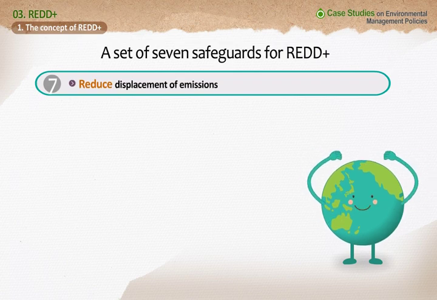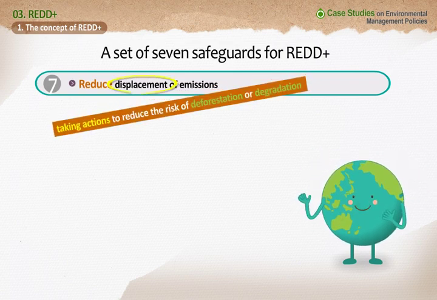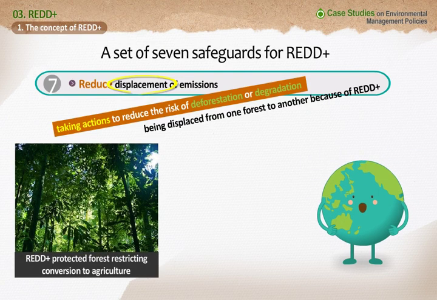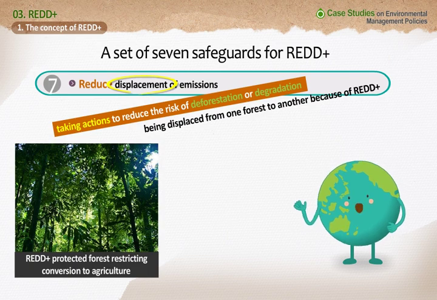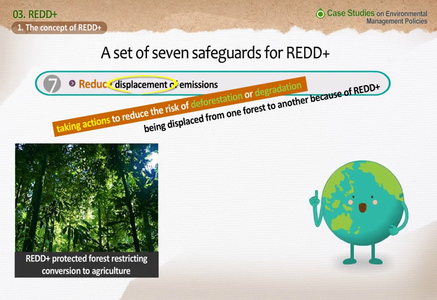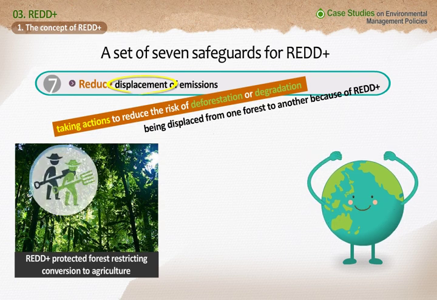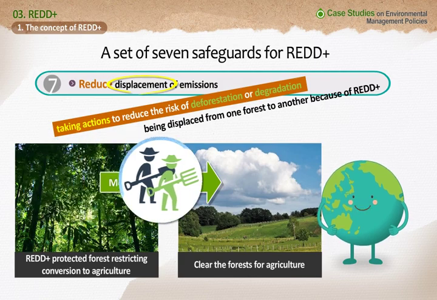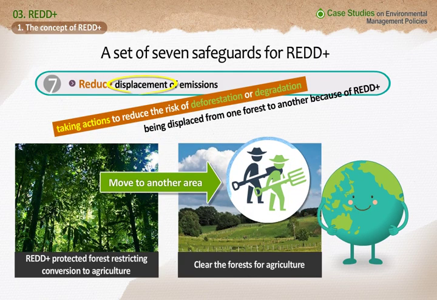Safeguard 7 on displacement refers to actions to reduce the risk of deforestation or degradation being displaced from one forest to another because of REDD+ activities. This might happen if REDD+ protects a forest in one area from conversion for agriculture, and because of this, the people who would have converted the forest move to another area to clear the forests there.